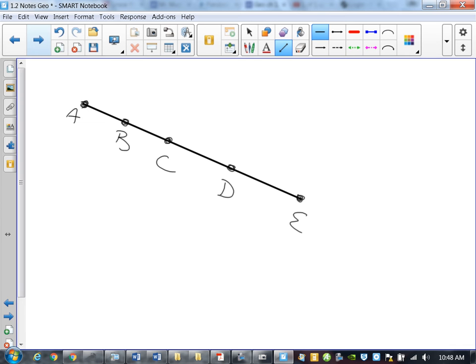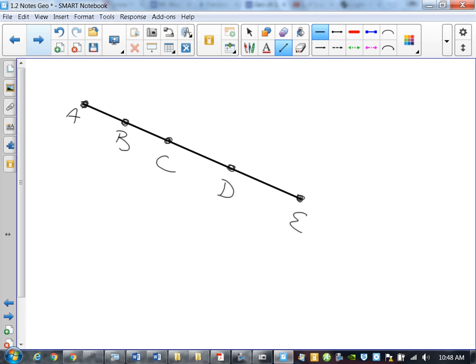Can't I still say that segment AE is made up of AB, BC, CD plus DE? Yeah, it works the exact same way. And then next week when we start talking about these in terms of angles, a larger angle can be made up of many smaller different angles. It's called angle addition. It works the exact same way.